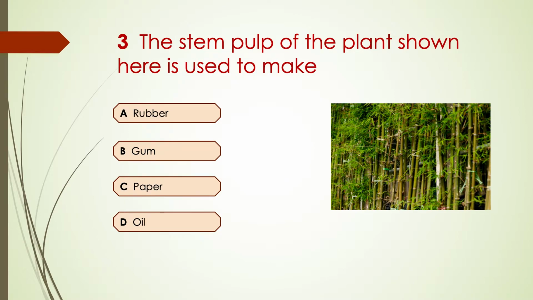The stem pulp of the plant shown here is used to make: Option A, rubber. Option B, gum. Option C, paper. Option D, oil. The answer is option C, paper. The plant shown here is the bamboo plant.